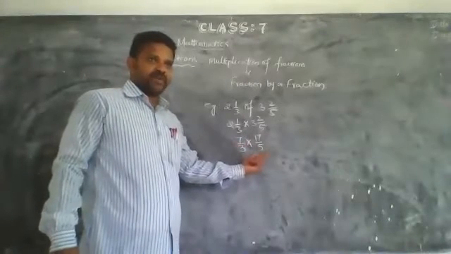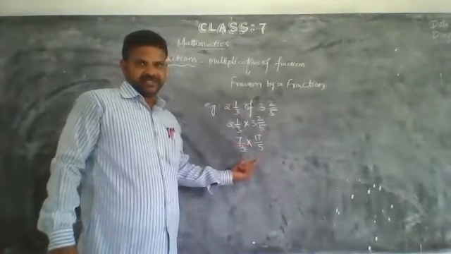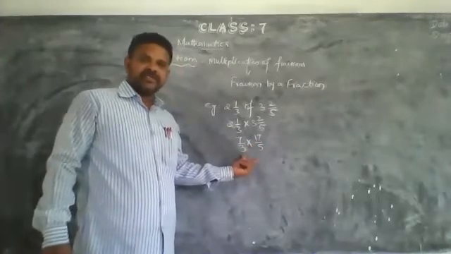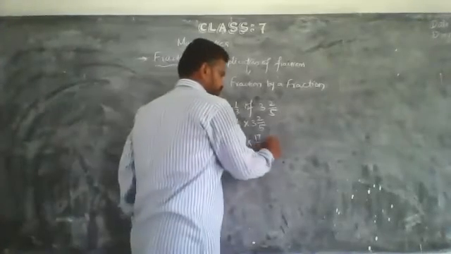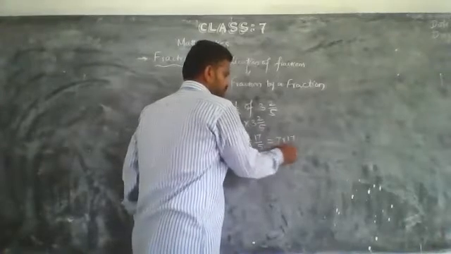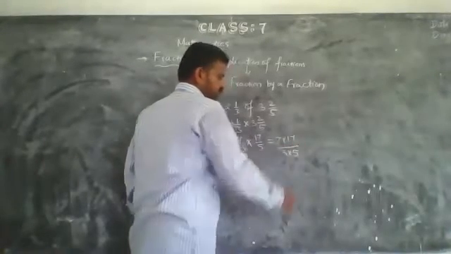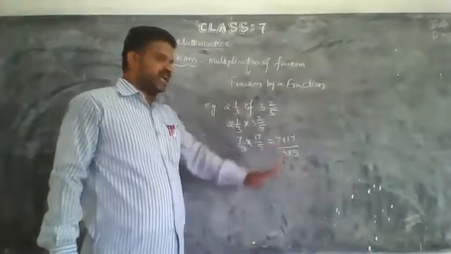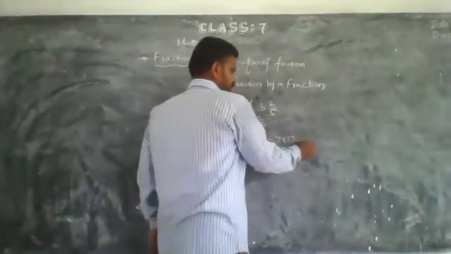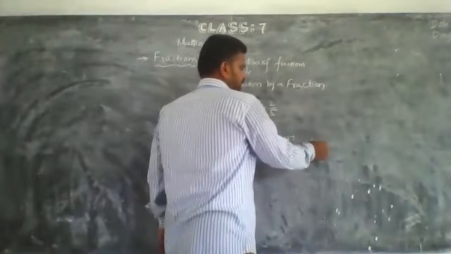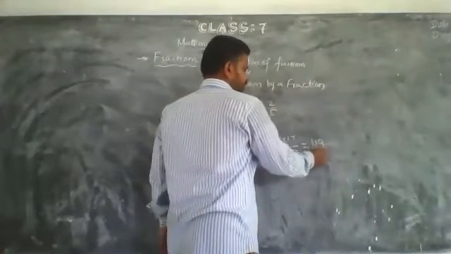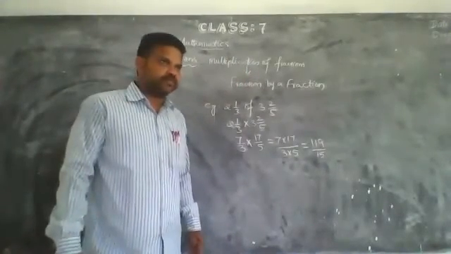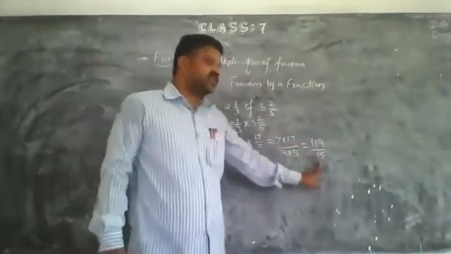So you know how to multiply these fractions. How to multiply these fractions? Product of numerators by product of denominators. 7 into 17 by 3 into 5. Is there any common factor to divide these two fractions? No, I think you just multiply. 119 by 15.